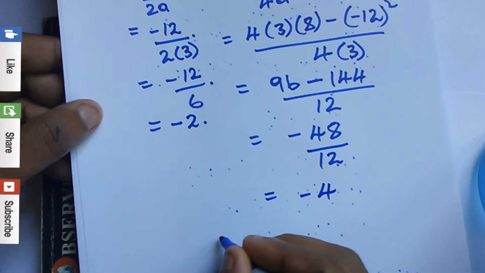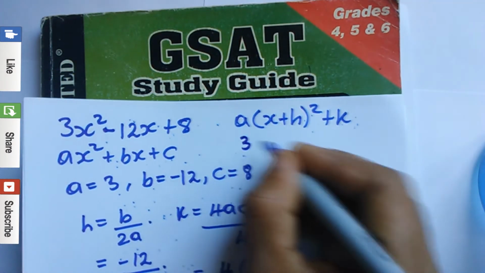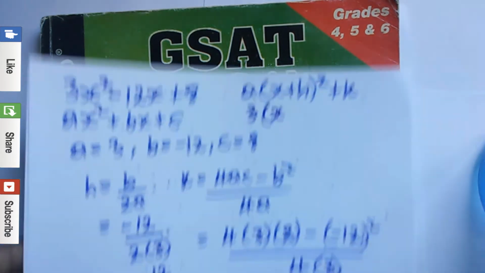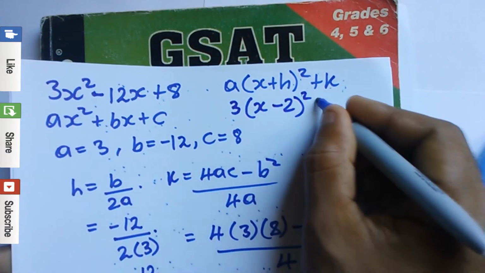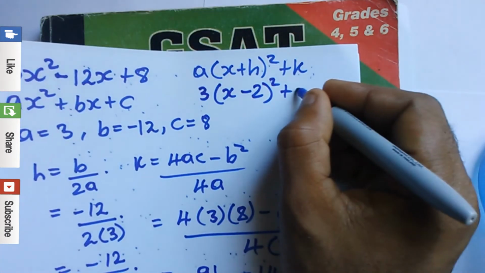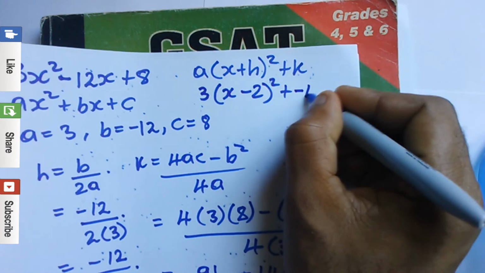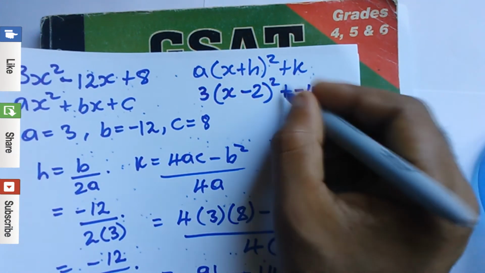So we can express our answer. a is equal to 3, so we have 3 bracket x plus h, which was negative 2, close bracket squared, plus k, which is negative 4. So we can just put negative 4 here. Remember, negative times positive is negative, so you don't have to put the positive sign right here.